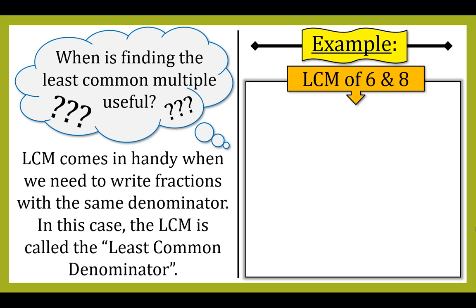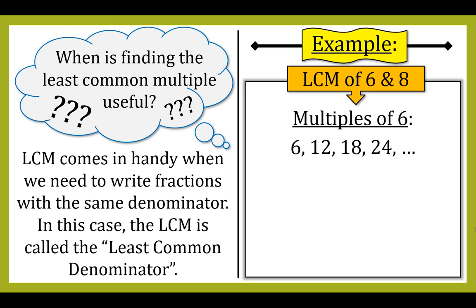So let's look at an example. Find the least common multiple of 6 and 8. So I'm first going to write out the multiples of 6. So I know 6 is 6, 12, 18, 24, and it keeps going, but I like to write about 4 or 5 of the multiples. And if I don't see a common multiple, then I will keep going.